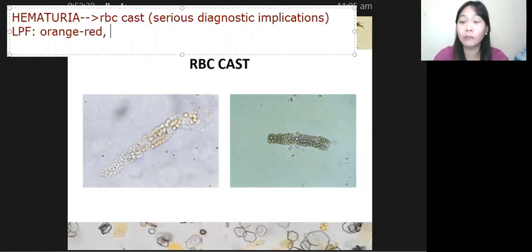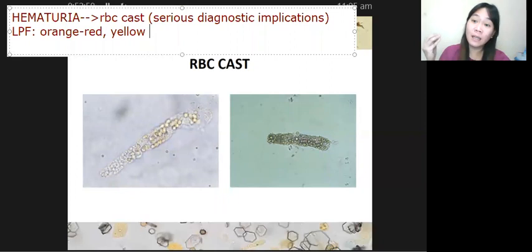That is according to Susan Strasinger. Or it should have a yellow color. That is according to Henry. Nakuha? And syempre, the different cells are seen there.